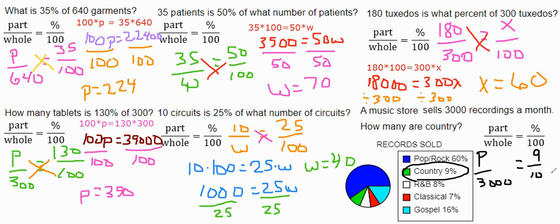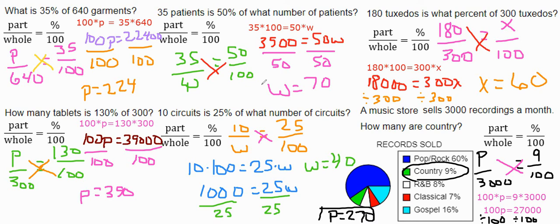Now we're going to cross multiply. P times 100 equals 9 times 3,000. 9 times 3,000 is 27,000. We divide by 100, and then we get 270 as the answer. So 270 country recordings. If you have any questions, ask your math teacher.